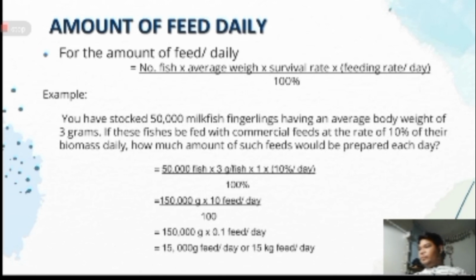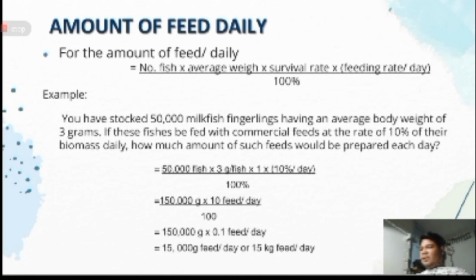So meron tayong problem dito. You have stocked 50,000 milkfish fingerlings having an average body weight of 3 grams. If these fishes be fed with commercial feeds at the rate of 10% of their biomass daily, how much feeds would be prepared each day? So let's just substitute our variables here. The 50,000 fish being our number of fish, 3 grams per fish is our average weight, and then 1 as our survival rate.